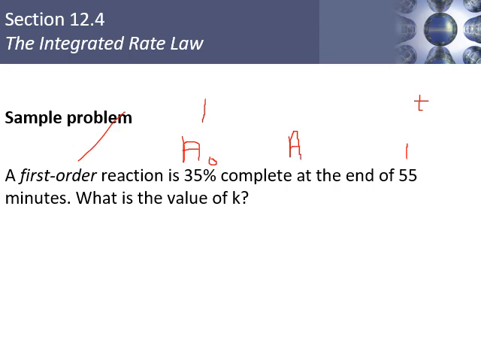We can determine that because if we started at 1 and we've used up 0.35 of it, then what we have left is 0.65. So A sub t is going to be 0.65. Don't make the mistake of writing 0.35 here. 0.35 is how much we've used up, but we don't want how much we've used. We want how much is still left after 55 minutes. So t is going to be 55 minutes. When we do our problem, we're going to wind up with a k value that's going to be in minutes in some way.